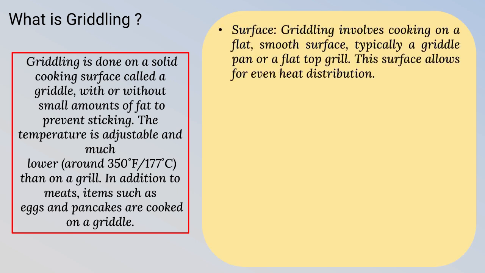Now we talk a little more about the griddling process. Surface. Griddling involves cooking on a flat, smooth surface, typically a griddle pan or a flat top grill. This surface allows for even heat distribution. So why do we need a flat surface? You understood now, for the even distribution of the heat.